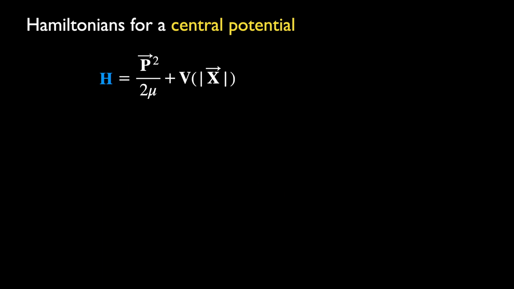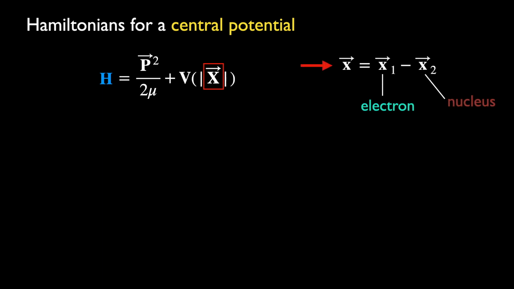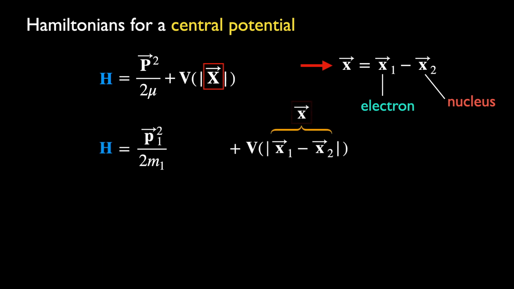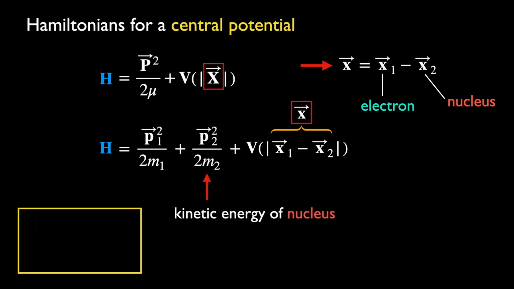Let's now introduce the dynamical variables of the nucleus to build a more complete model. Recall that in previous discussions, the potential V only depends on the position of the electron with respect to the center of the potential. We now replace this by the relative position between the electron and the nucleus. That is, the nucleus now sits at the origin of V. The kinetic energy of the nucleus must also be included in the Hamiltonian.